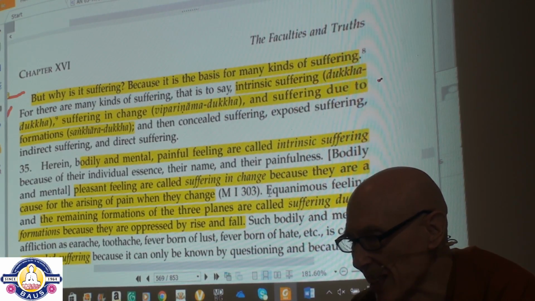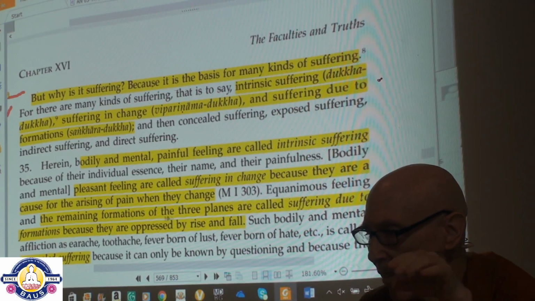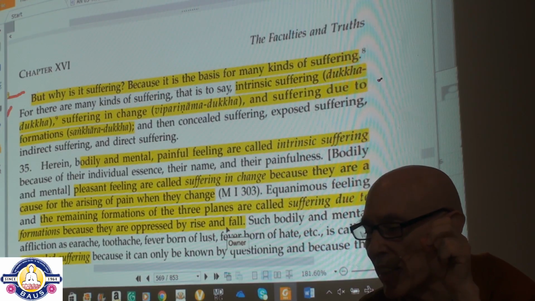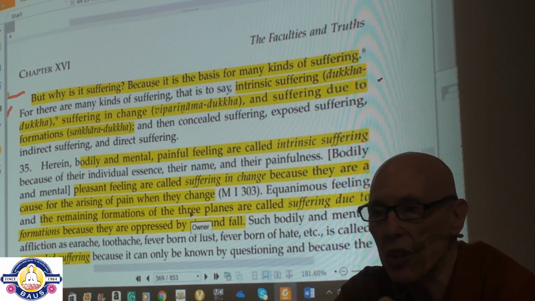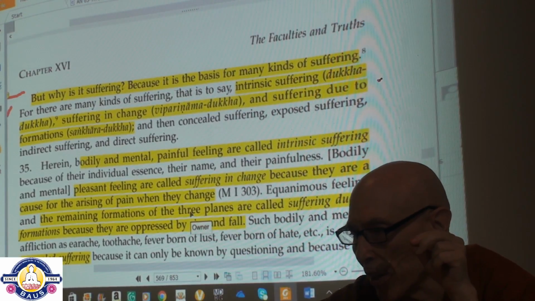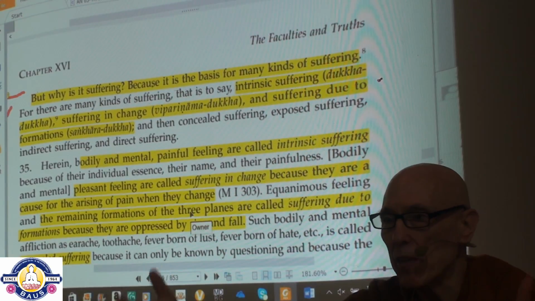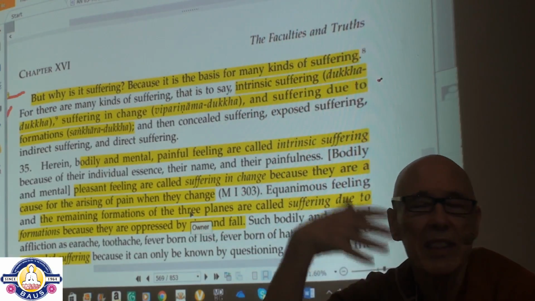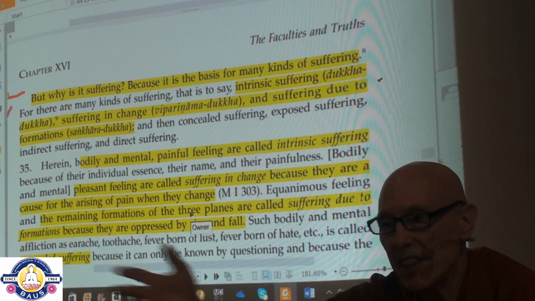Okay, and then the text says that equanimous feeling, that's the neutral feeling, and the remaining formations or conditioned things of the three planes are called suffering due to formations, because they are oppressed by rise and fall. So to put this into somewhat simpler language, all conditioned things are dukkha because they're constantly arising and passing away. So this is somewhat different from the suffering of change. Suffering of change means that I'm enjoying my happiness, my good luck, my good fortune, for days on end. And yet that happiness and good fortune is dukkha, because at some point it's going to change. Even if I preserve it up to the time of death, when death comes, then I lose it all. So that is a kind of suffering.